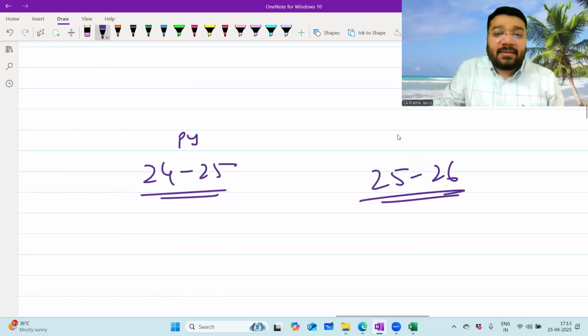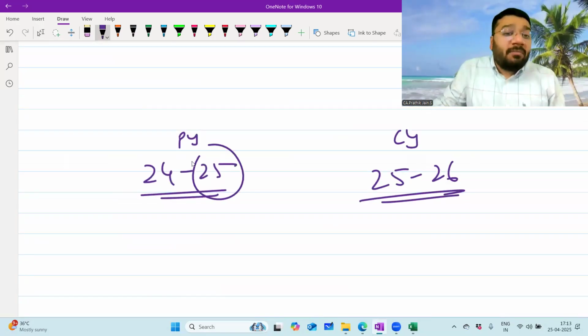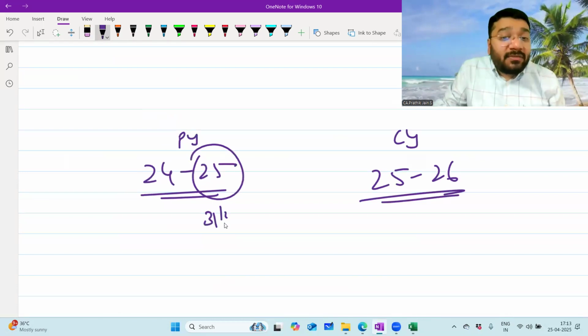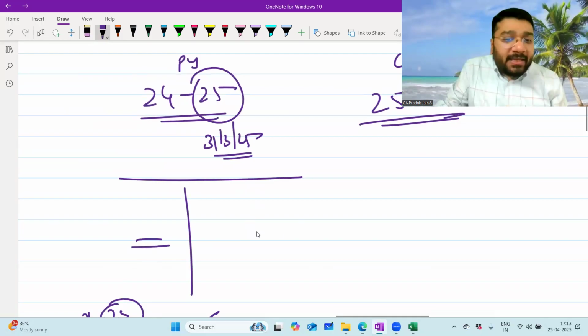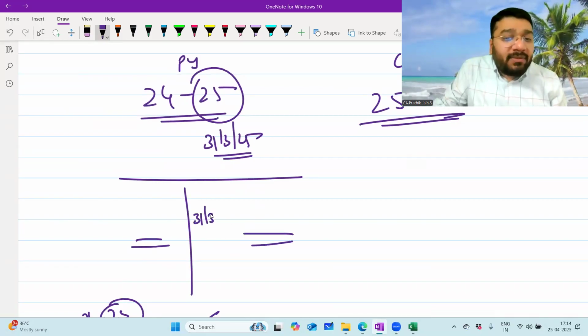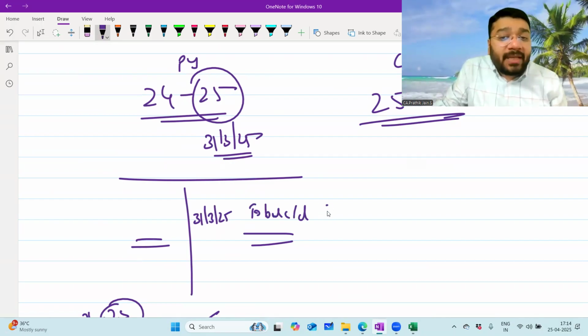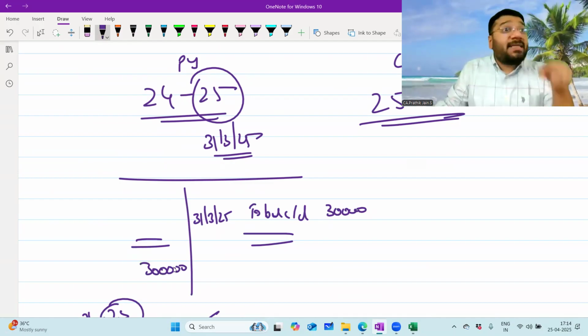Current year 25-26. The previous year ends with 31st March 25. I am opening a ledger where the balance carried down is as on 31/3/25. To balance carried down, let's say it is 3 lakh rupees. Brought down, I have to get 3 lakh rupees, because I need to see what balance this ledger has.